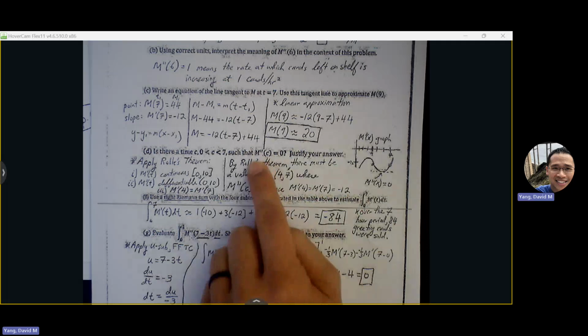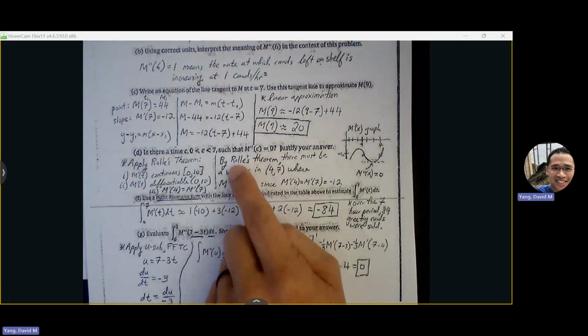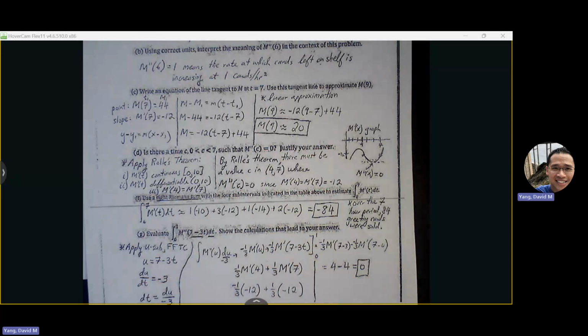Not necessary. But if the problem indicates Rolle's theorem, then you do need to know what they're referring to, that they're trying to get you to get that slope 0 to occur. But you don't have to say Rolle's theorem in your justification. Mean value theorem would be fine.